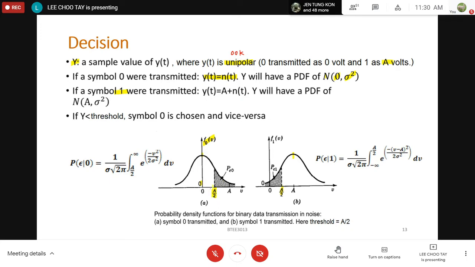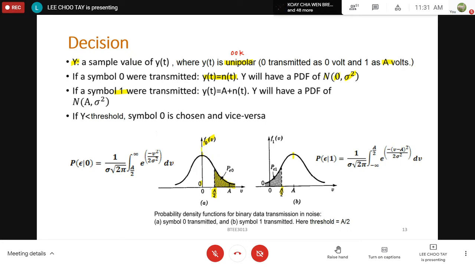All right, so that means if we actually send a 0, at the decision-making process, if the sampled value is greater than A over 2, which corresponds to the area under this curve here, the shaded area, that means the receiver will make a wrong decision. The receiver will make a wrong decision if the sampled value is greater than A over 2 when we send a bit 0.